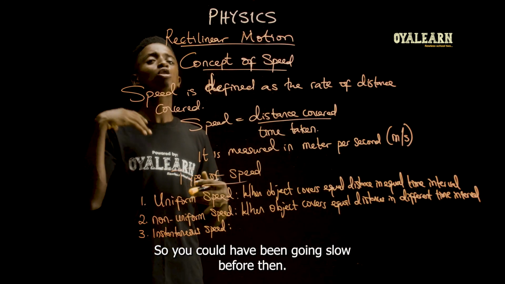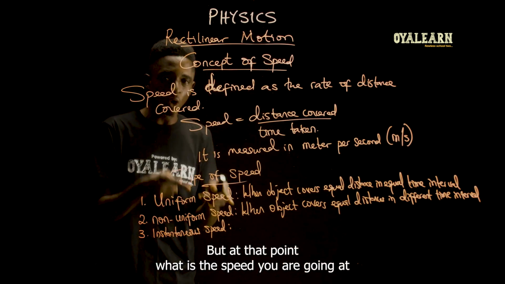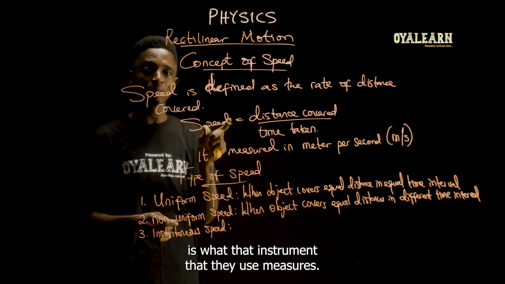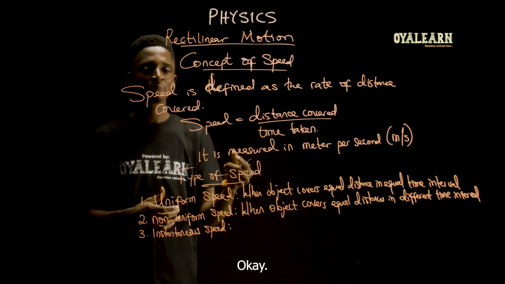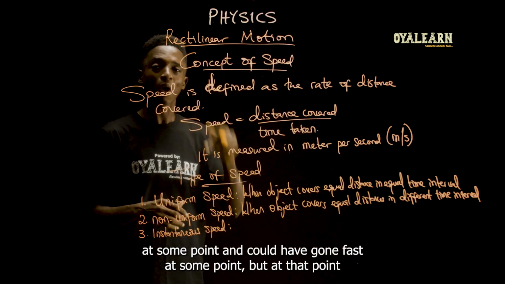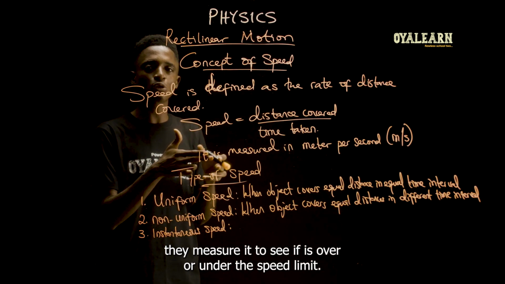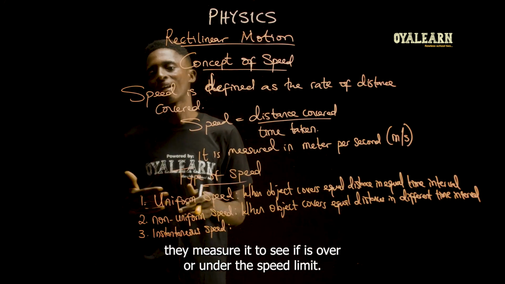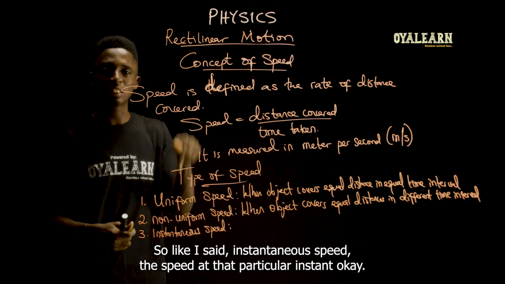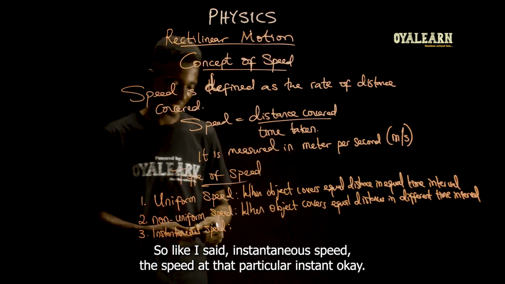So you could have been going slow before then, but at that point, what is the speed you are going at is what that instrument that they use measures. The same car could have gone slow at some point and fast at another, but at that point they measure it to see if it is over or under the speed limit. So like I said, instantaneous speed, the speed at that particular instant.